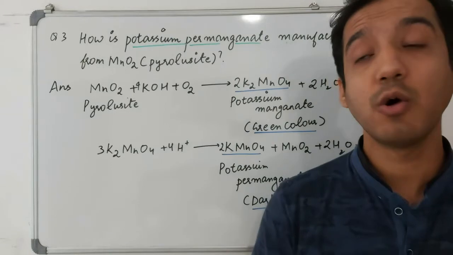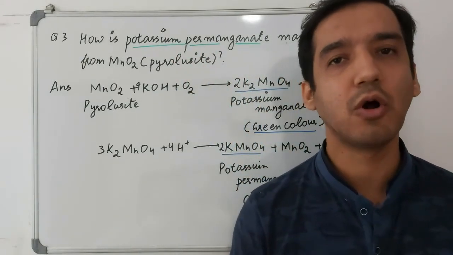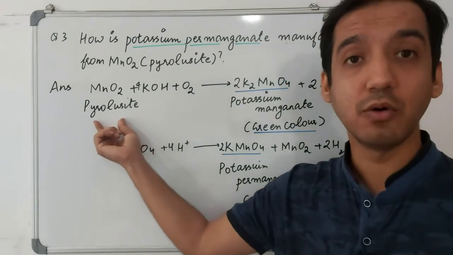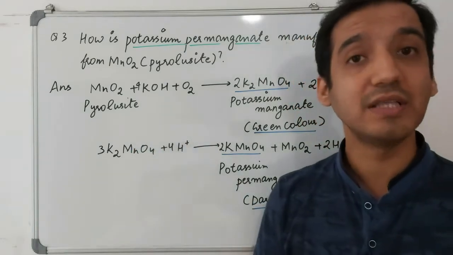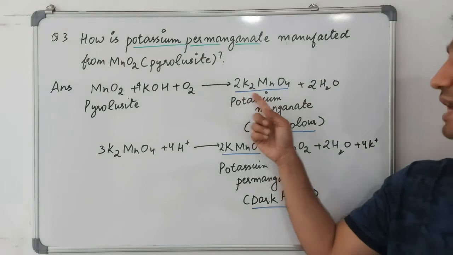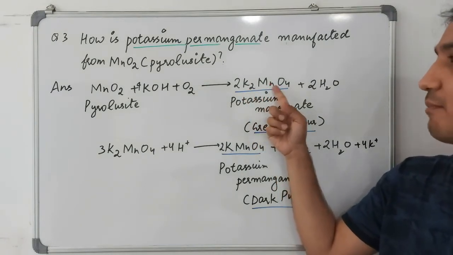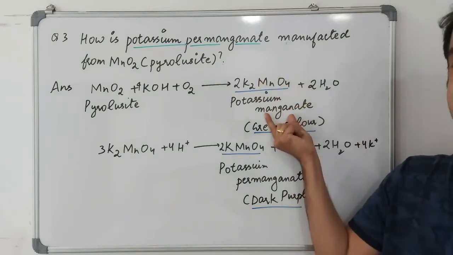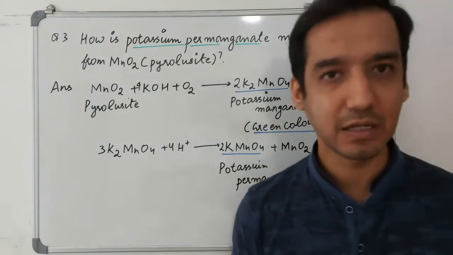Next question is, how is potassium permanganate manufactured from MnO2, also called pyrolusite ore? So you have pyrolusite, which is MnO2. You will react this in presence of alkali like KOH, NaOH and in presence of oxygen, resulting in the formation of potassium manganate. Remember, manganate ion is MnO4 2 negative. So MnO4 2 negative is potassium manganate, plus water is released. Potassium manganate is green in color.